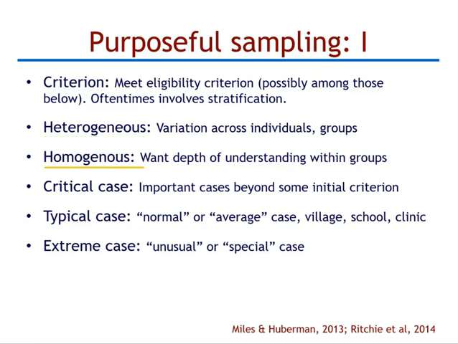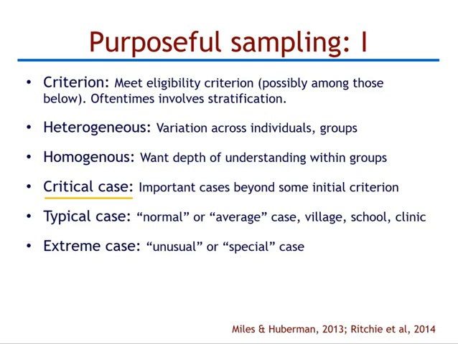Homogeneous sampling is the opposite. So it's where we select people or cases who have the same characteristics. We would do this to be able to give a detailed picture of something. And this type of sampling facilitates focus groups or any type of group interviewing. So for example, selecting only Black men who have sex with men in our sample is an example of homogeneous sampling.